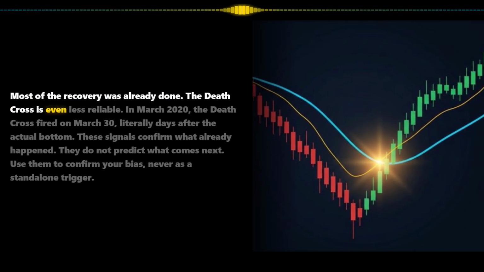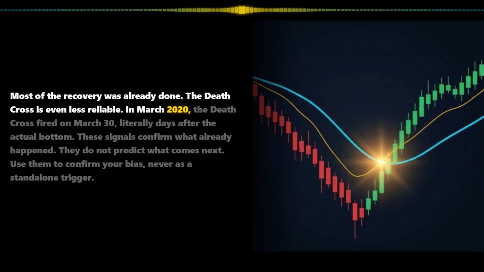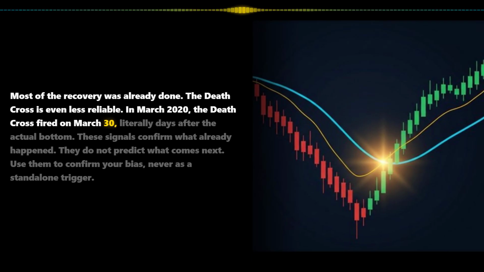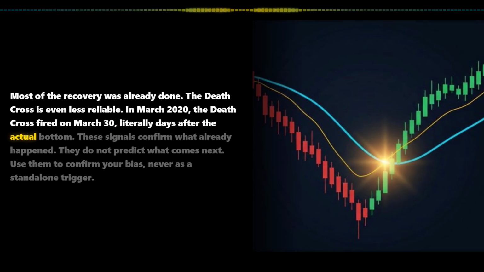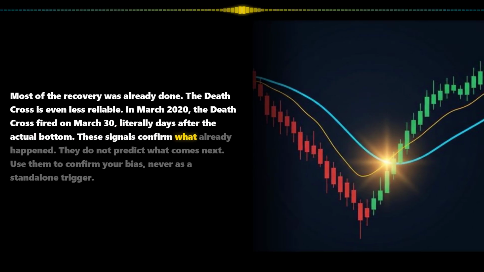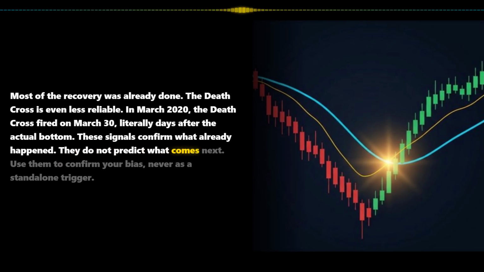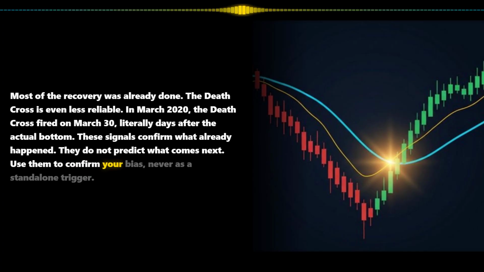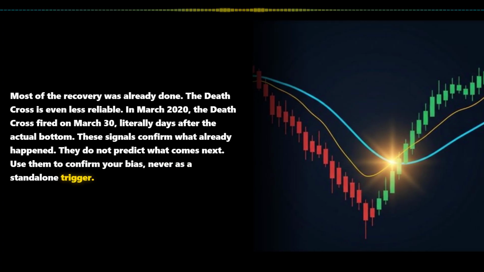The death cross is even less reliable. In March 2020, the death cross fired on March 30, literally days after the actual bottom. These signals confirm what already happened. They do not predict what comes next. Use them to confirm your bias, never as a standalone trigger.